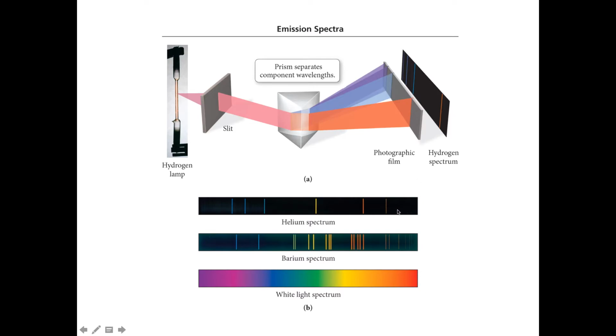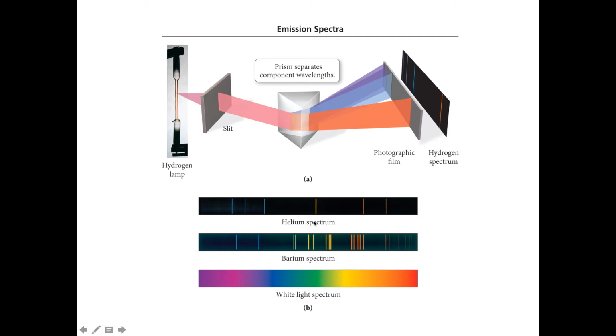Helium has 6 different ones that we see. Barium's got a bunch. And then white has all of them. There's lots of different photons, or energies of photons, that show up in white light. So Bohr came along and said, I bet you these are energy differences.